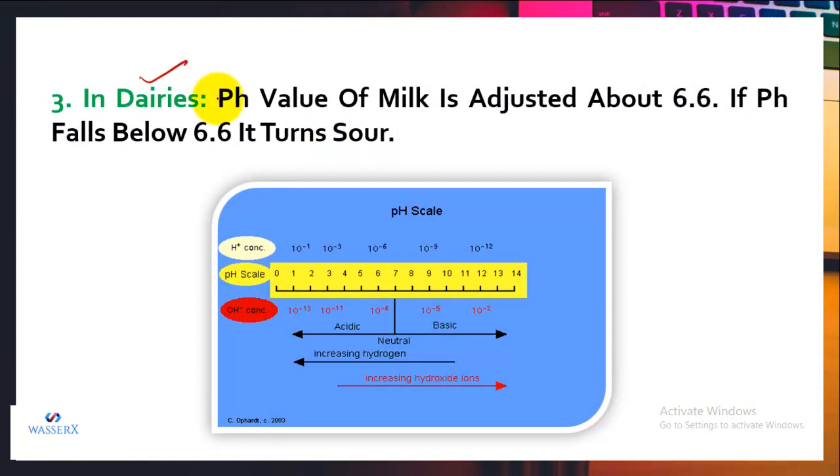In dairies also it plays a role, like the pH value of milk is adjusted to be about 6.6. But if the pH falls below 6.6, it turns sour. So that means whether the milk is in a proper condition or it has become rancid can be known by taking its pH value into consideration.